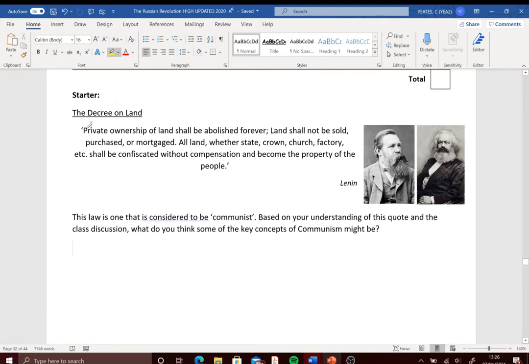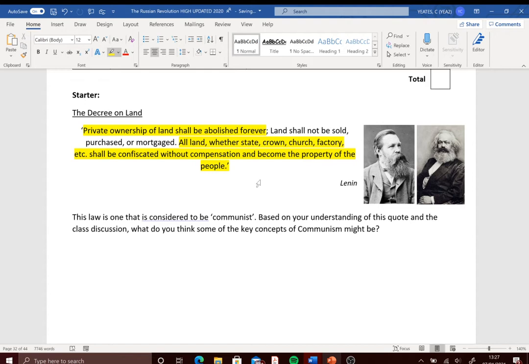So, decree on land. Private ownership of land shall be abolished forever. Now, straight away, that is a stark contrast to the capitalism that we expect in this country. What that's basically saying is that nobody should own land privately. And let's keep reading. Land shall not be sold, purchased, or mortgaged. All land, whether state, crown, church, or factory, shall be confiscated without compensation and become the property of the people.